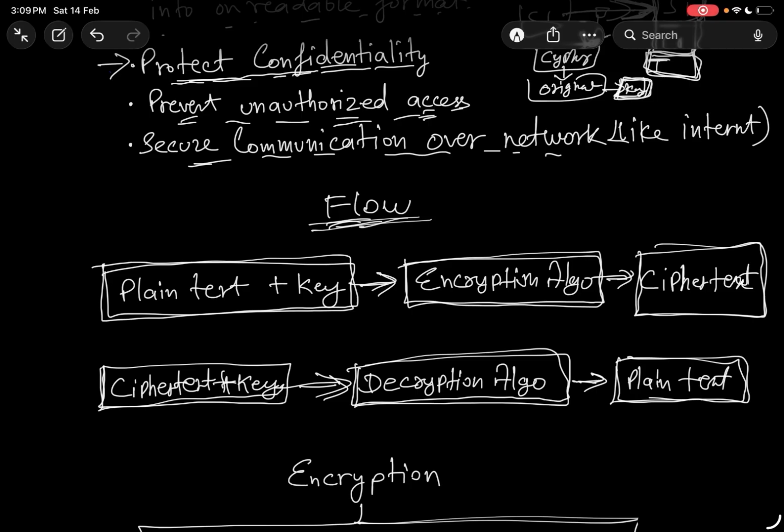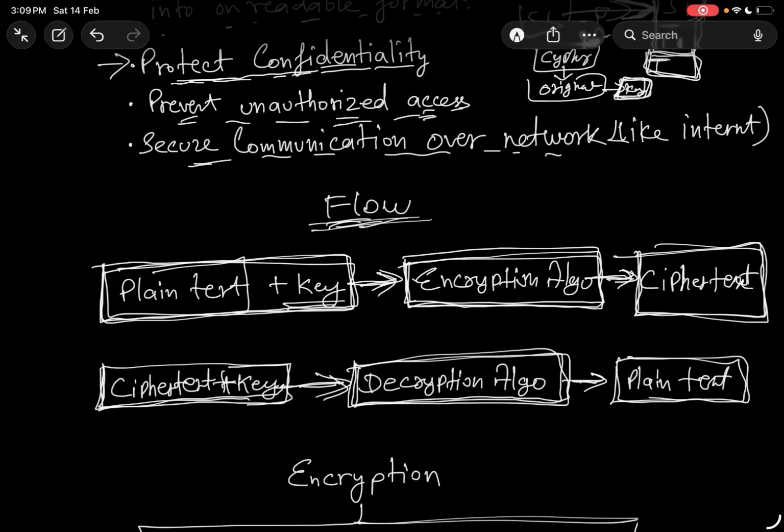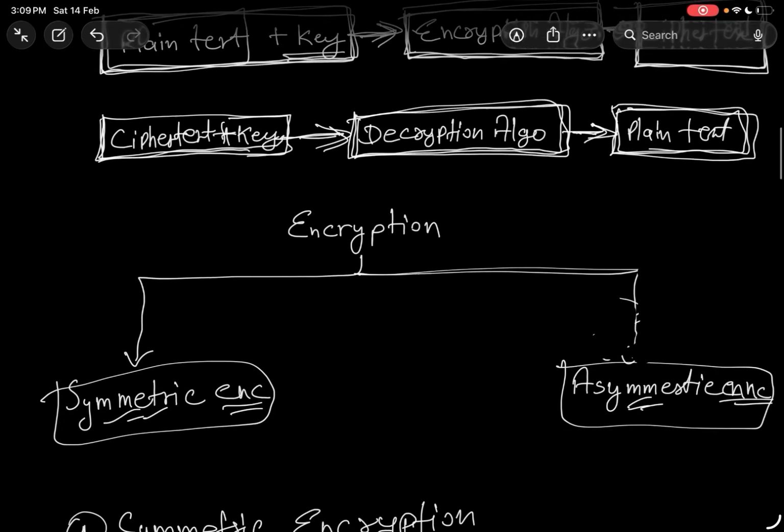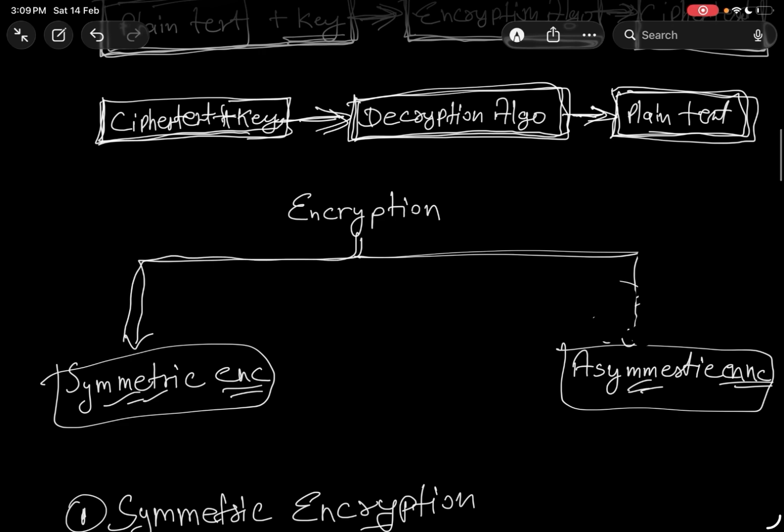Okay. So let's see what the flow is. The flow is, we have a plain text, then we have a key. With the plain text and key, we encrypt our plain text with the encryption algo, then we get the ciphertext, and from the ciphertext plus key we decrypt it by the decryption algo, and then we get the original text back. Okay, this is the general flow of encryption and decryption. Now encryption is of two types, symmetric encryption and asymmetric encryption.